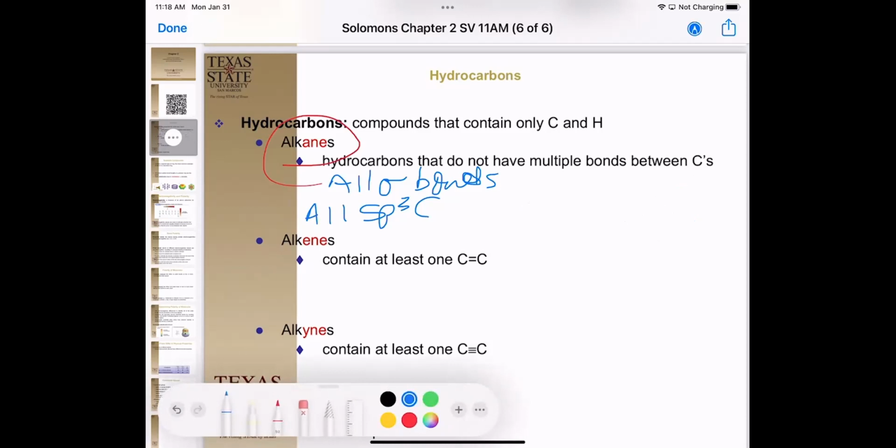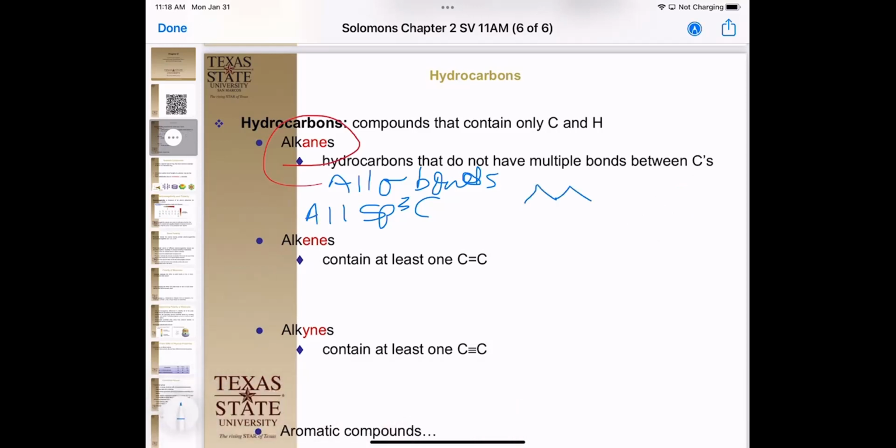Like simple ones, if we had 5 carbons, so we have 1 carbon, 2 carbons, 3 carbons, 4 carbons, 5 carbons, this would be pentane. It would have 5 carbons and it would have that ANE. This ANE at the end tells us that we only have sigma bonds. Okay, we're going to get into this again in chapter 4, but that ANE means we only have sigma bonds.